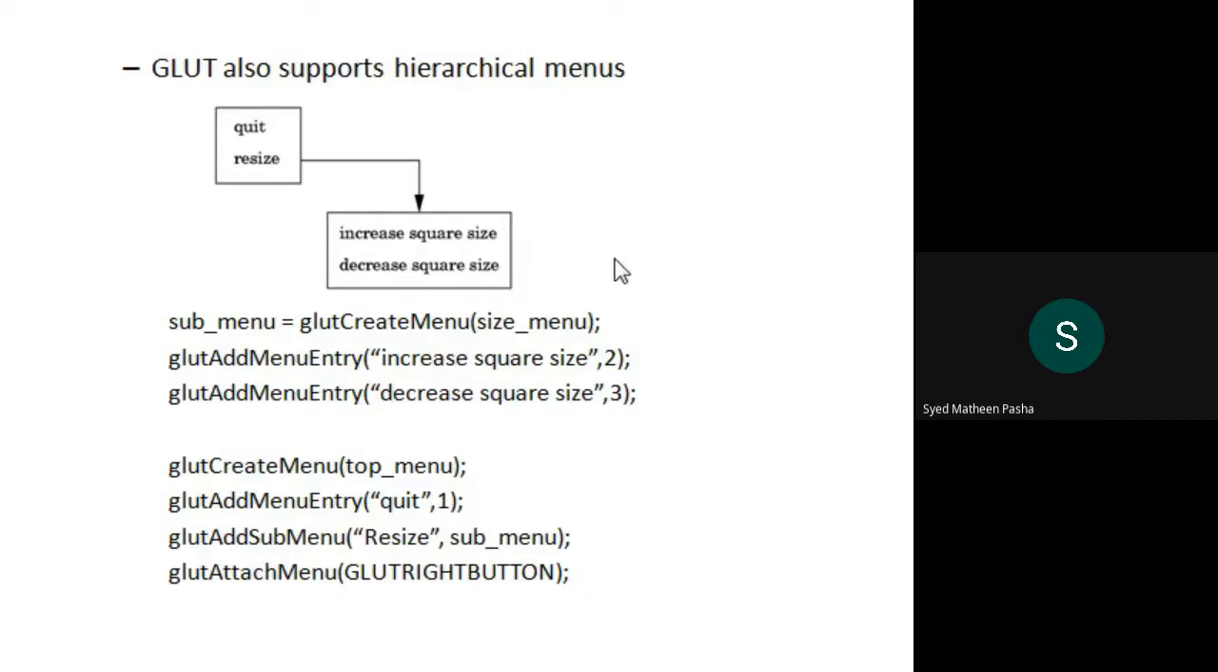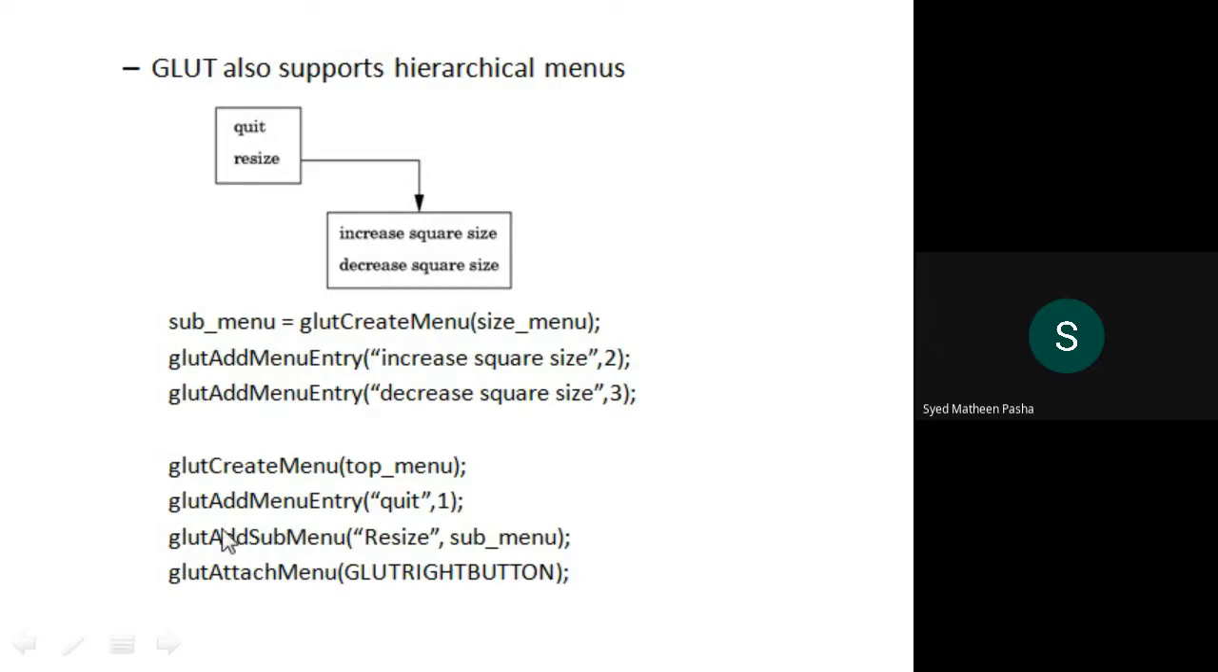Then our GLUT library basically supports hierarchical menus. What are hierarchical menus? First, check out the block diagram. There are two blocks here. One is quit and resize, and the other one is increase square as well as decrease square.